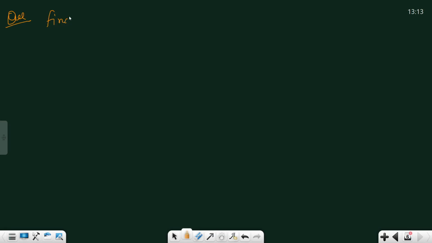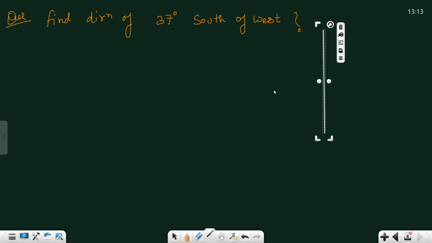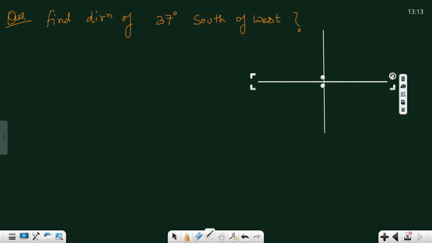Find the direction of 37 degrees south of west. Start now. 37 degrees south of west. I will not draw the vector; you have to do it yourself, otherwise you won't be able to understand what 37 degrees south of west or 37 degrees west of south means.